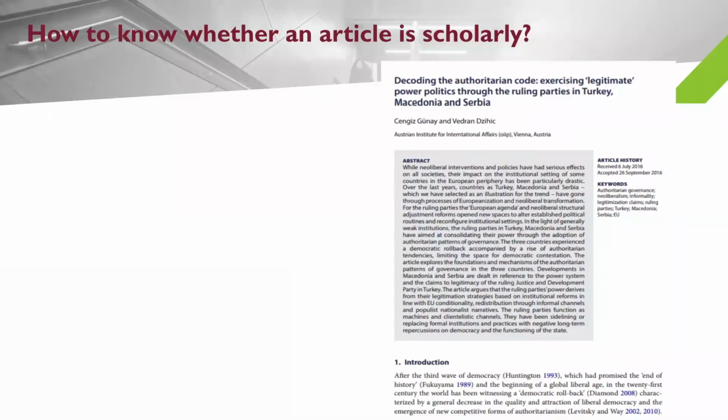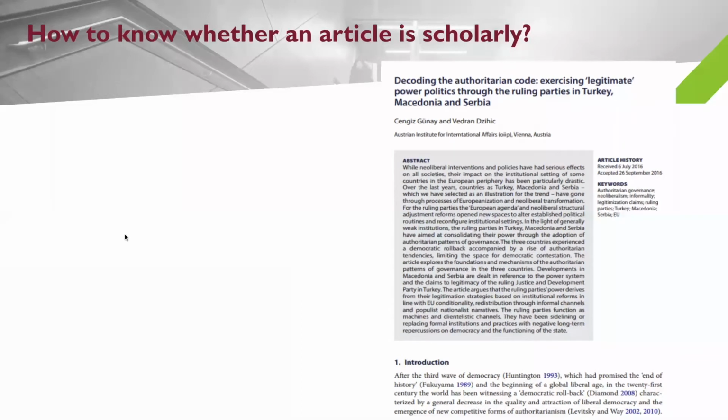How do I know whether an article is scholarly or peer-reviewed? Essentially, peer-reviewed and scholarly articles mean the same thing. So I may have clicked on the peer-reviewed limit in this or that database, but if I just have the article itself, how do I know just by looking at it whether it is a scholarly article?